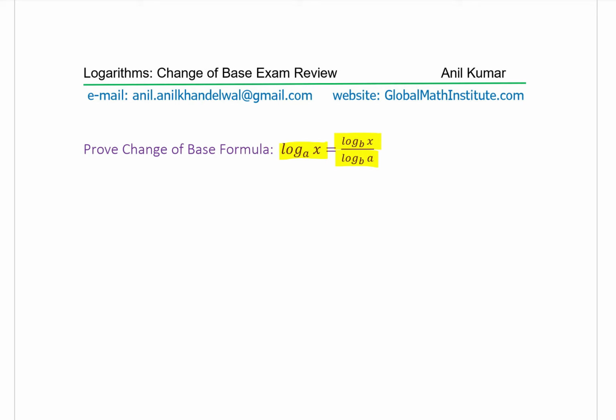So we are given one log function which is log to the base a of x. We can say let it be equal to y. That really means that we could always write this as x is equal to a to the power of y, right? So this is, as you know, the exponential form.